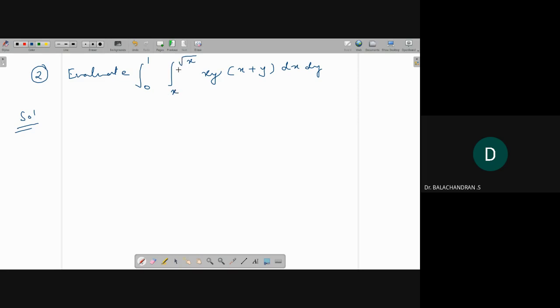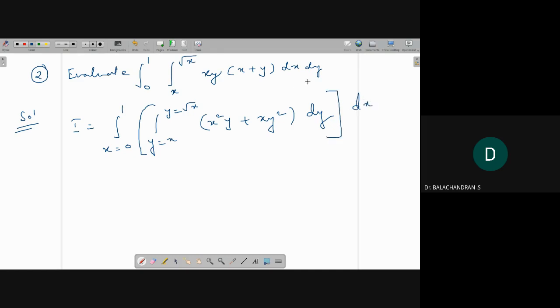Here, what is varying? y. So if it is y, the limits are y equal to x squared... y equal to root x, and x should be from 0 to 1. You can multiply: x square y plus x y square, into dy first, and then dx. So even though it is given like this, you should write in the correct order. This is not changing the order. You are writing the given integral in the meaningful way, in the correct way.